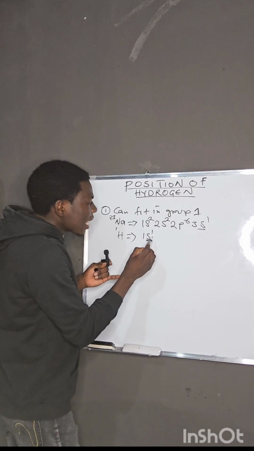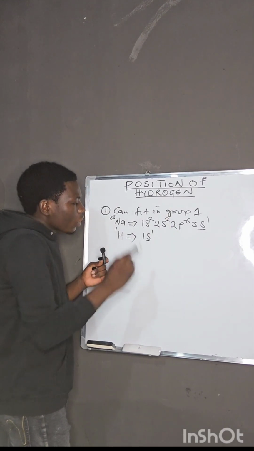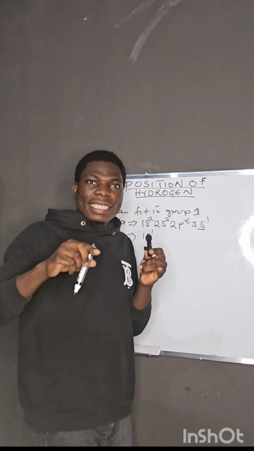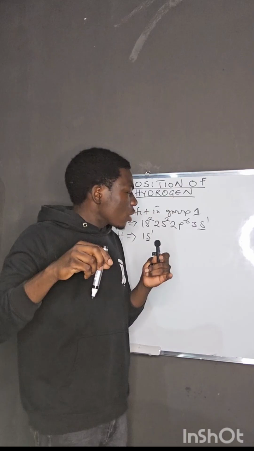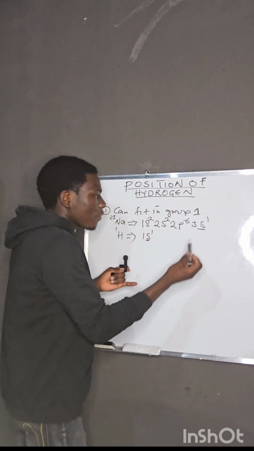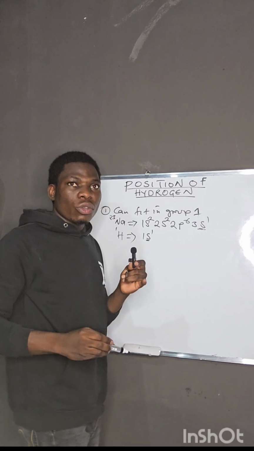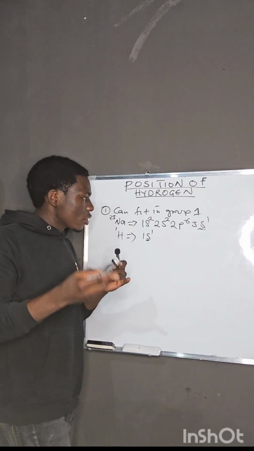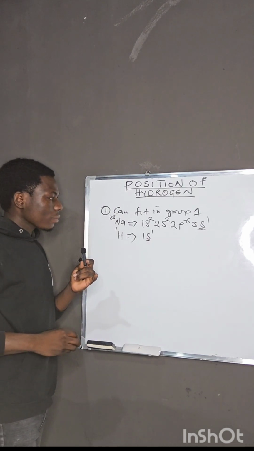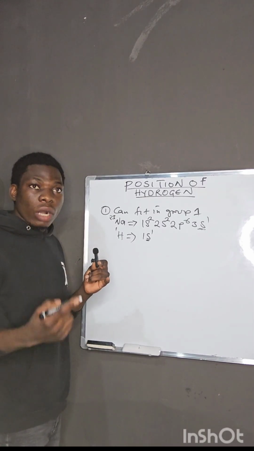So hydrogen can fit in group 1 because it has an s atomic orbital at the end of its electron configuration, just like those elements in group 1. If you write the electron configuration of any element in group 1, you are going to realize that it has the s atomic orbital at the end. And hydrogen does the same. That is the reason why hydrogen can fit in group 1.